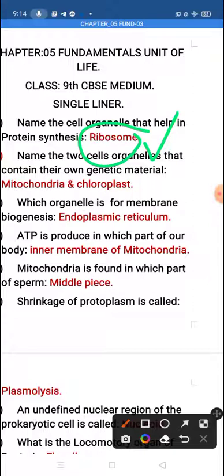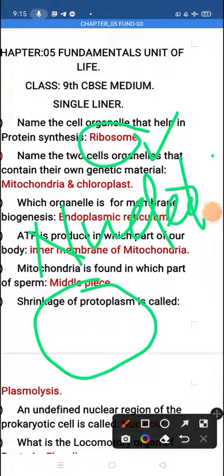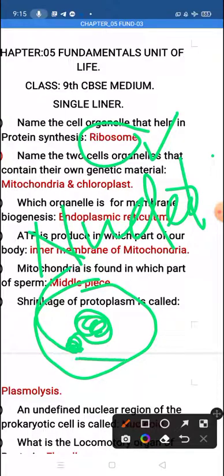Inside the nucleolus, what happens? Ribosomes are produced. So the nucleolus is also known as the ribosome factory. Suppose this is your cell, with the central nucleus, and just here is another round circular structure, that is the nucleolus, and that nucleolus produces ribosomes.